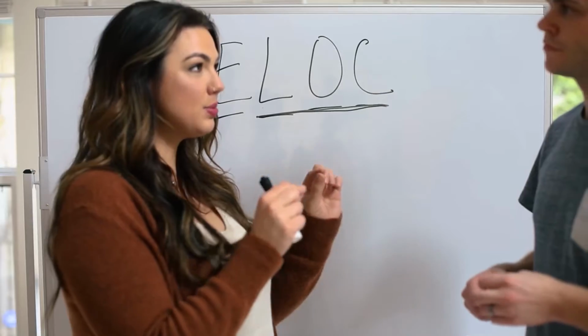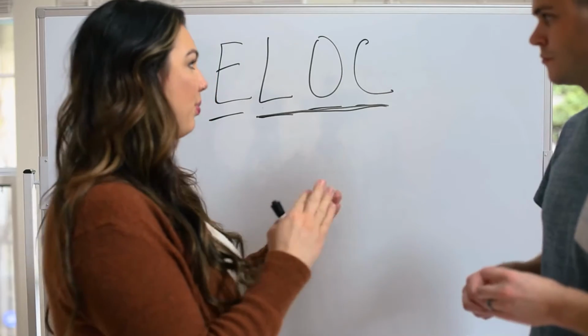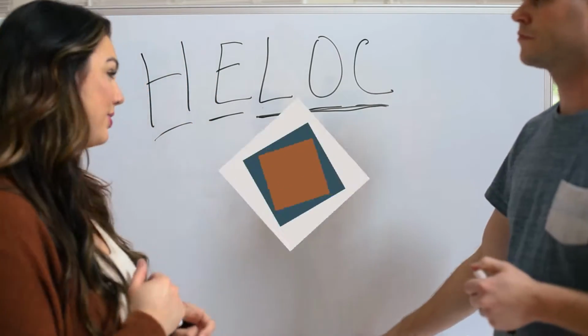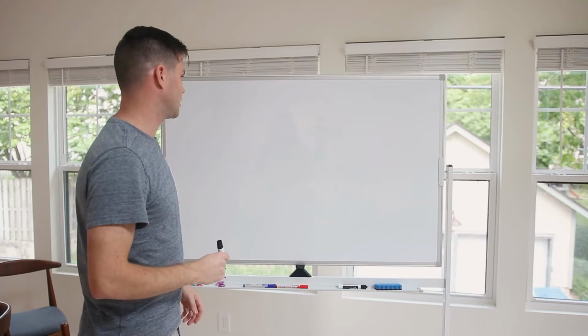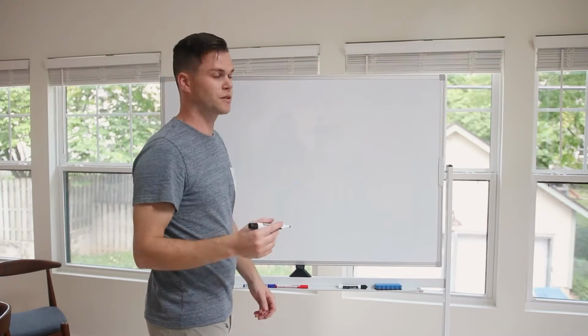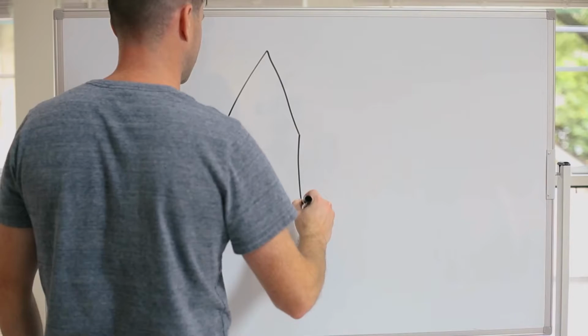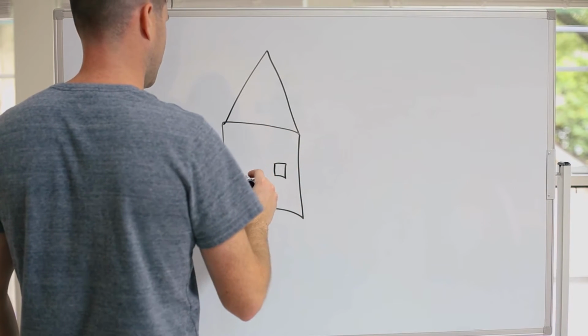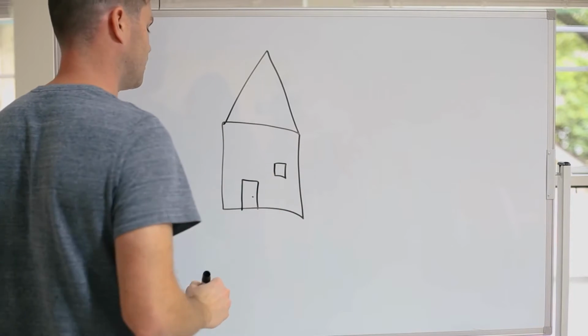So let's talk specifically about how it breaks down and how they could think about this for themselves. Let's calculate what a HELOC is. So we're going to start with a terrible picture of a house. So here's your house. It's got a little window. And then you got a door over here. There we go, a little door.